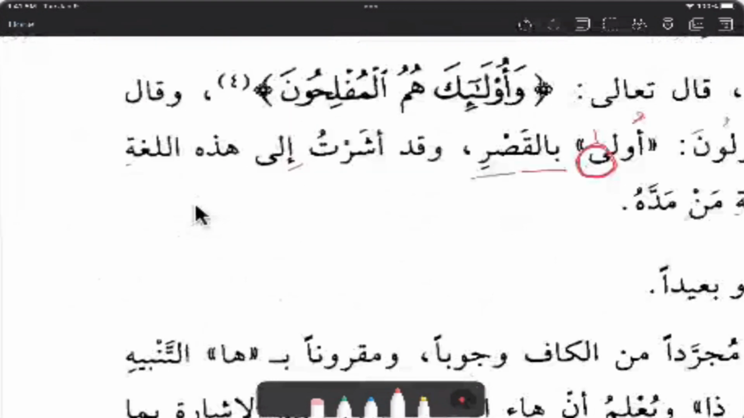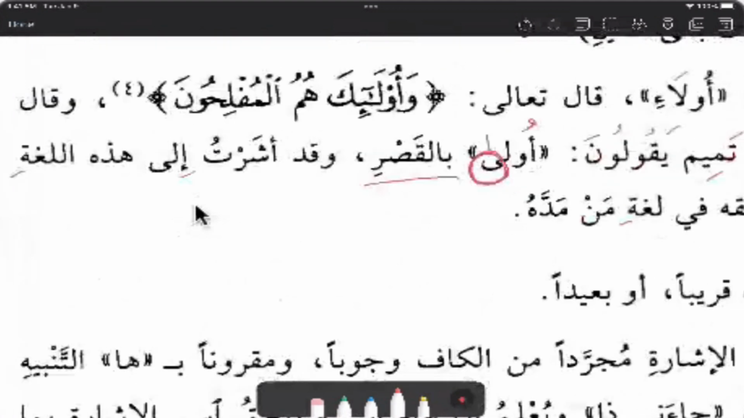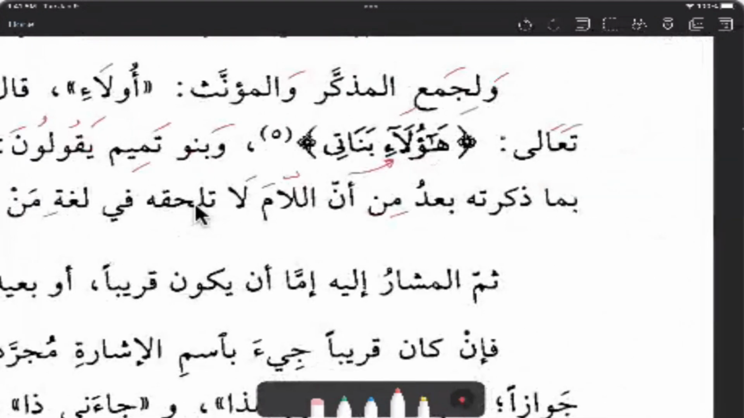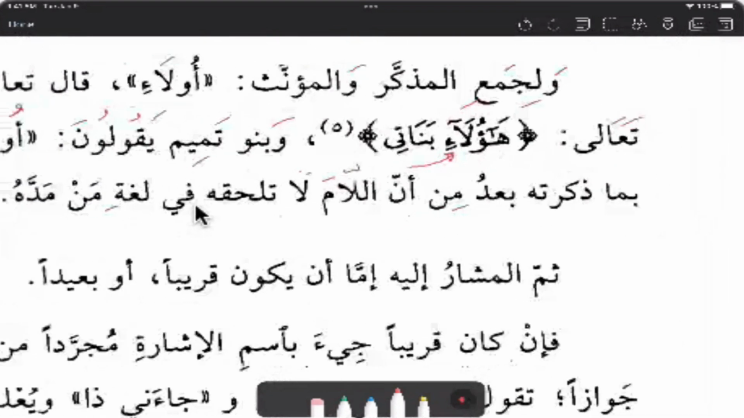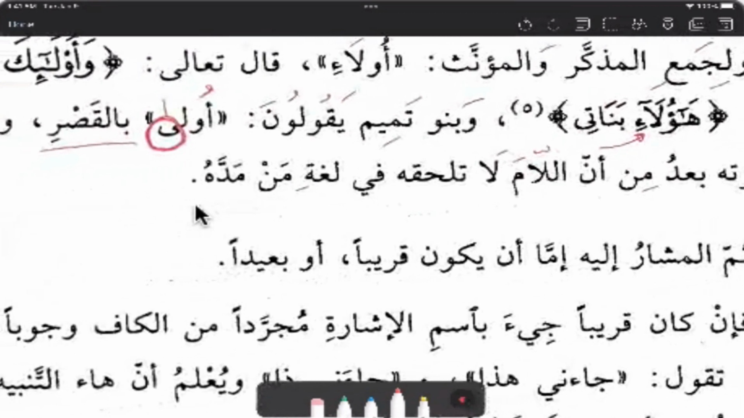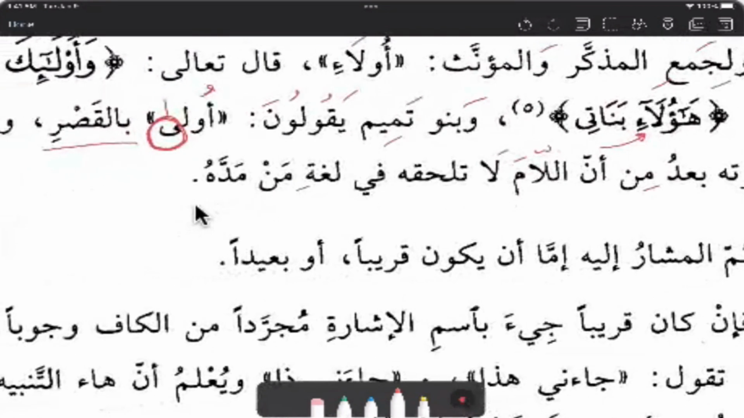Ibn Hisham says, I signaled to this dialect by what I mentioned later, that the lam does not attach according to the dialect of those who put a hamza after the alif. Man maddahu, who extends the alif, means puts a hamza after the alif in his dialect.